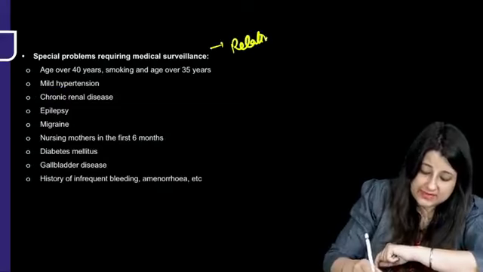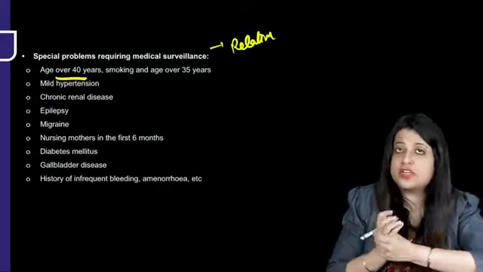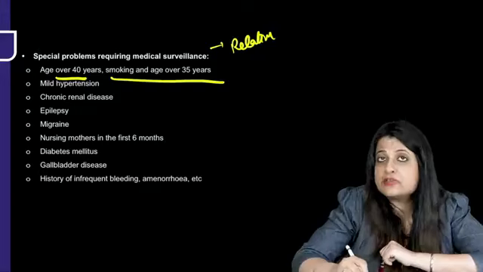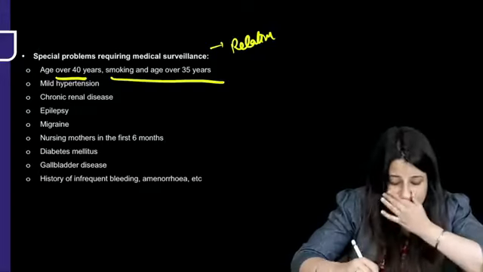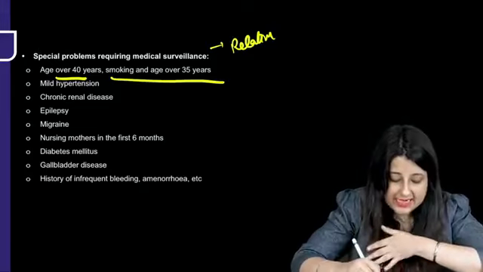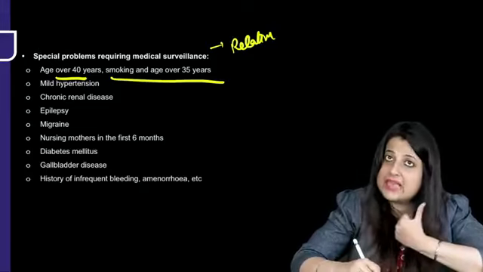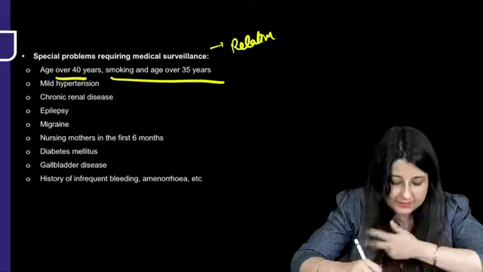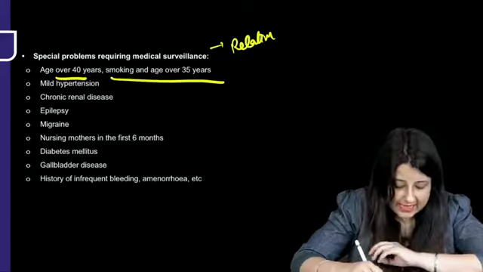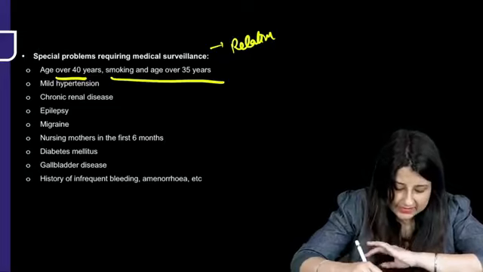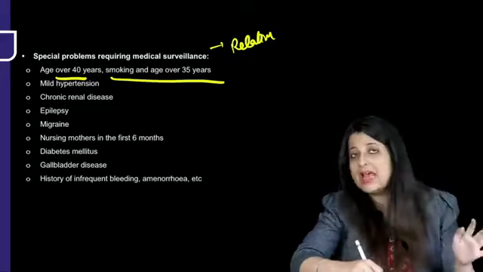Relative: if a woman is over 40 years, or smoking and age over 35 years. Mild hypertension, renal disease here, while liver was in the absolute list. Epilepsy, migraine. Nursing mothers: never give in the first 6 months. Diabetes mellitus, gallbladder disease, history of infrequent bleeding, amenorrhea.